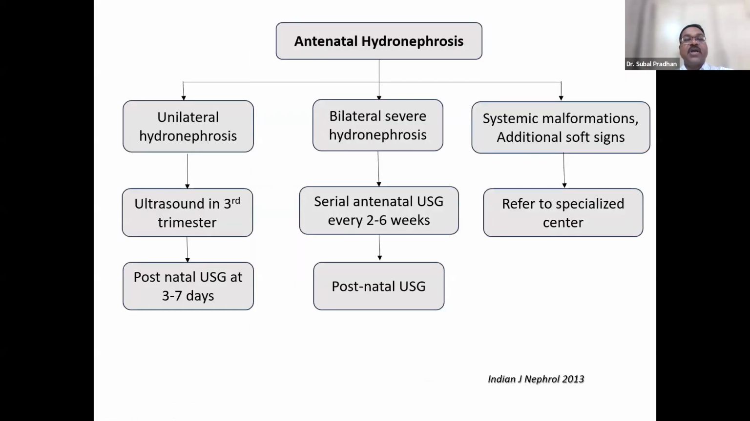Others also explain similar recommendations. If there is unilateral hydronephrosis, you need to repeat the ultrasound during the third trimester. If there is bilateral severe hydronephrosis, serial ultrasound should be done every 2 to 6 weeks, whereas if there are associated system malformations or the presence of additional signs, the patient should be referred to a specialized center.